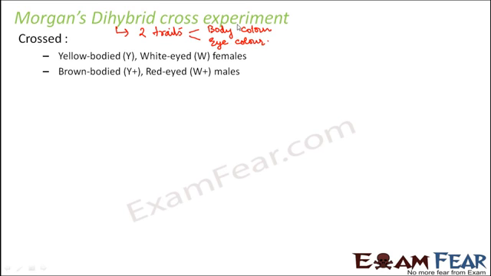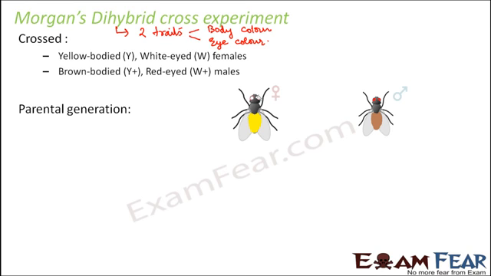He considered body color, which could be either yellow or brown. Brown has a plus sign which shows that brown is dominant over yellow color. Similarly, the eye color can be red or white. Red is dominant over white, so it has a plus sign. So he took yellow-bodied, white-eyed females and brown-bodied, red-eyed males. So the parental generation was yellow-bodied, white-eyed females and brown-bodied, red-eyed males.